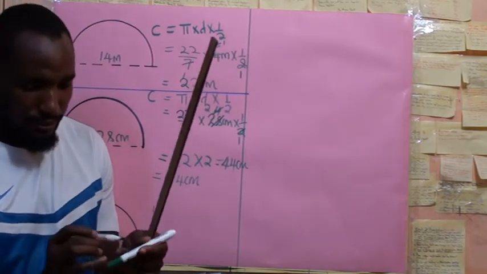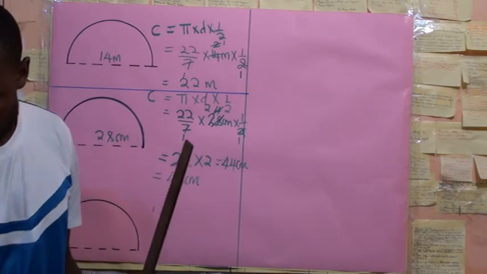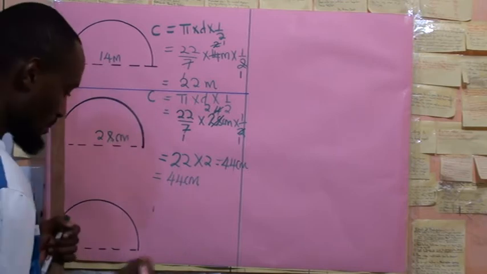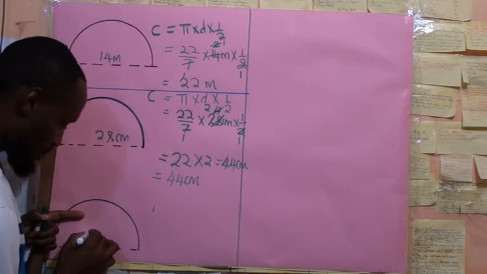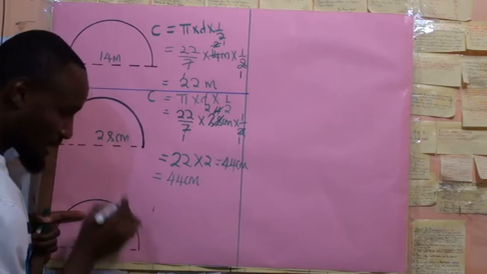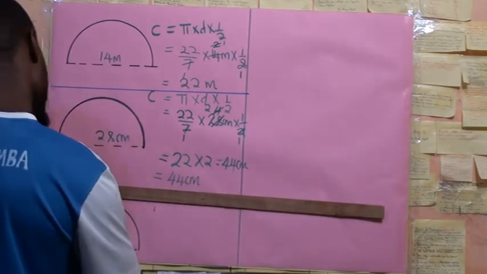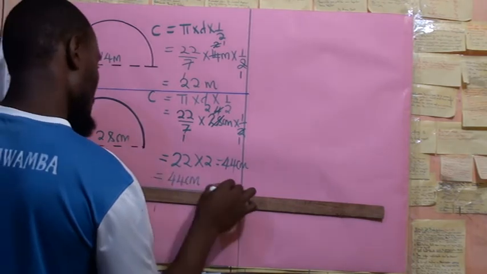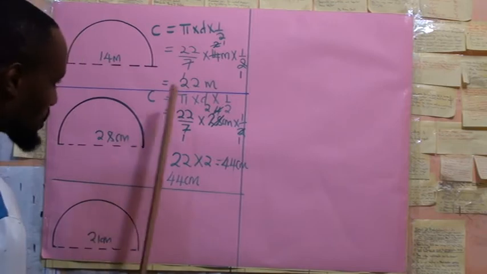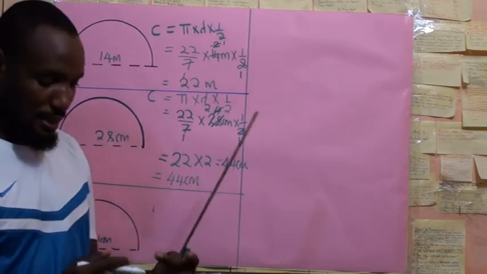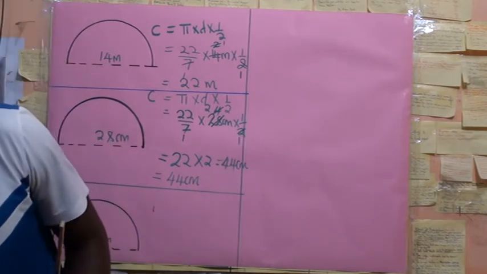Are we there? Now finally we have the last one there, which is an easy question. Let's say this one is 21 meters. I want you to try this and see if you get it. I want you to get the circumference, use pi times diameter times a half. Then you will see later. Let's go direct to another question.